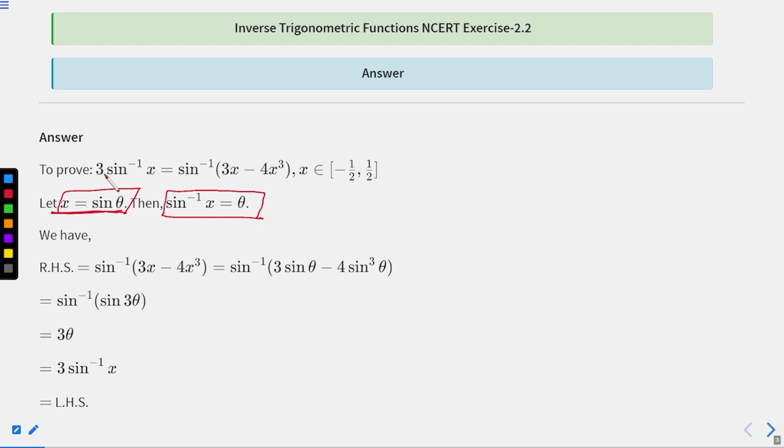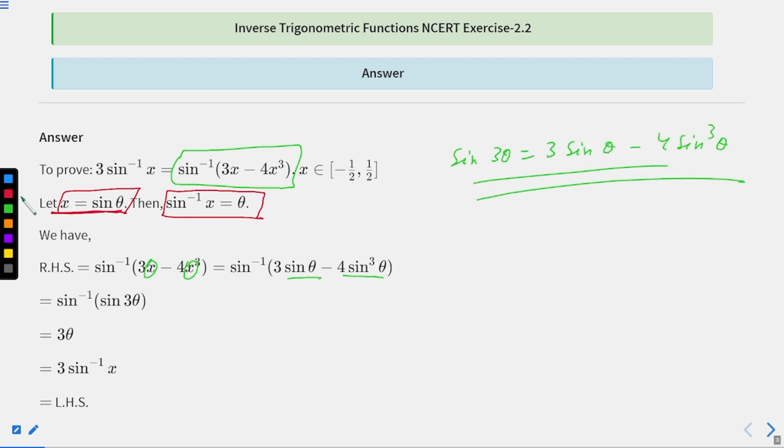Now just take the right hand side, which is sine inverse of 3x minus 4x cube. So putting x equal to sine theta, we get sine theta, and x cube as sine cube theta. From this, if you recall, sine 3 theta is equal to 3 sine theta minus 4 sine cube theta. If you recall this formula for sine 3 theta.